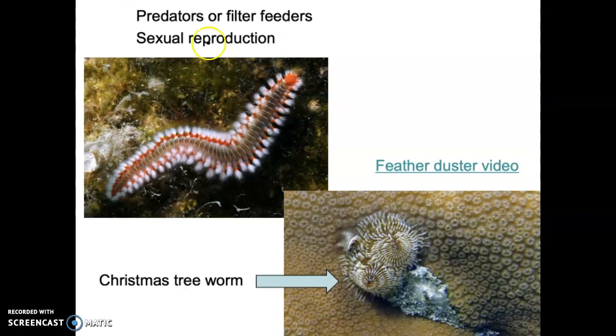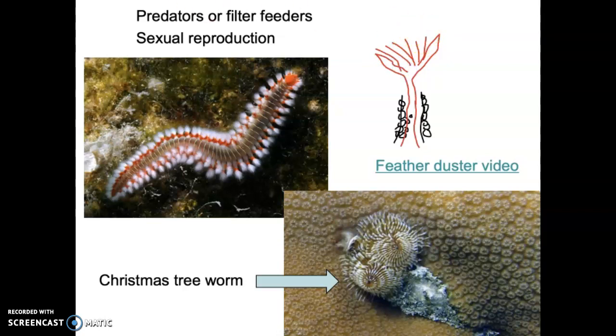So the way these guys work, they will often build a tube, and like the feather duster, it'll build a tube out of little pebbles and grains of sand and the annelids' version of spit. The worm lives inside the tube, and then what it does is it pushes out its setae, and the setae are modified into this, looks almost like a fan, or if you guys have ever seen the old-fashioned feather dusters, pushes this out.